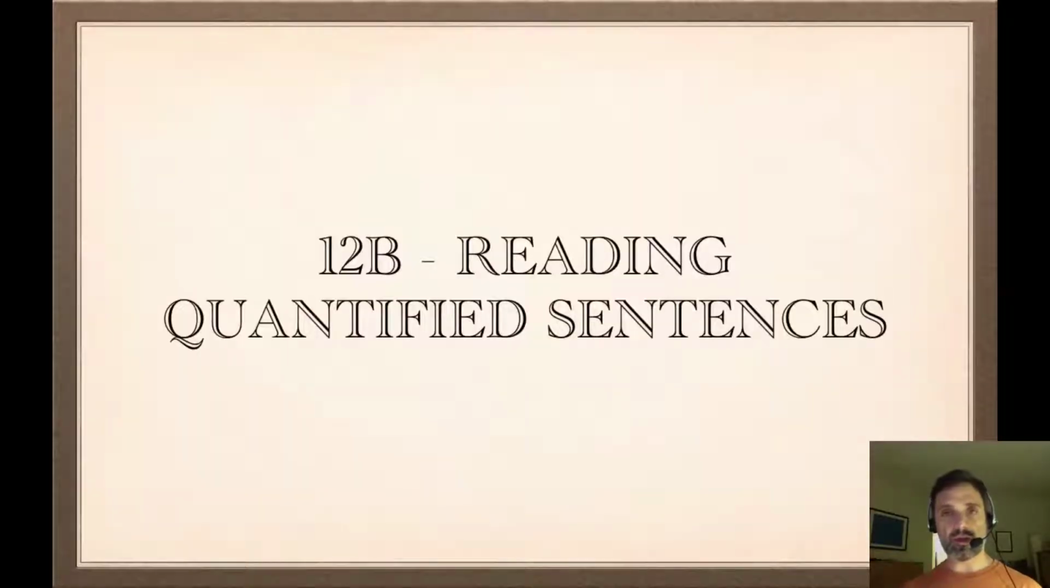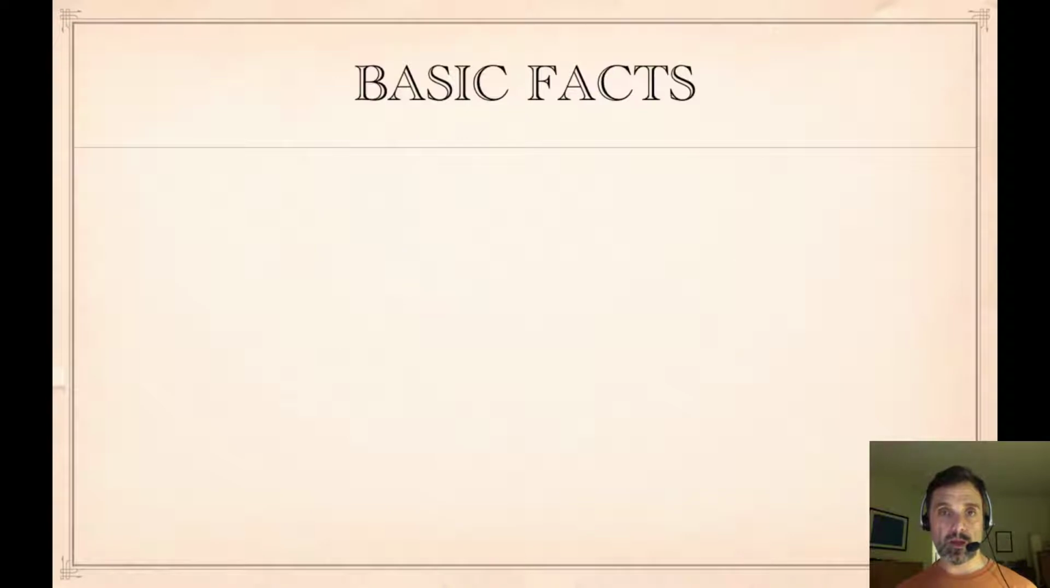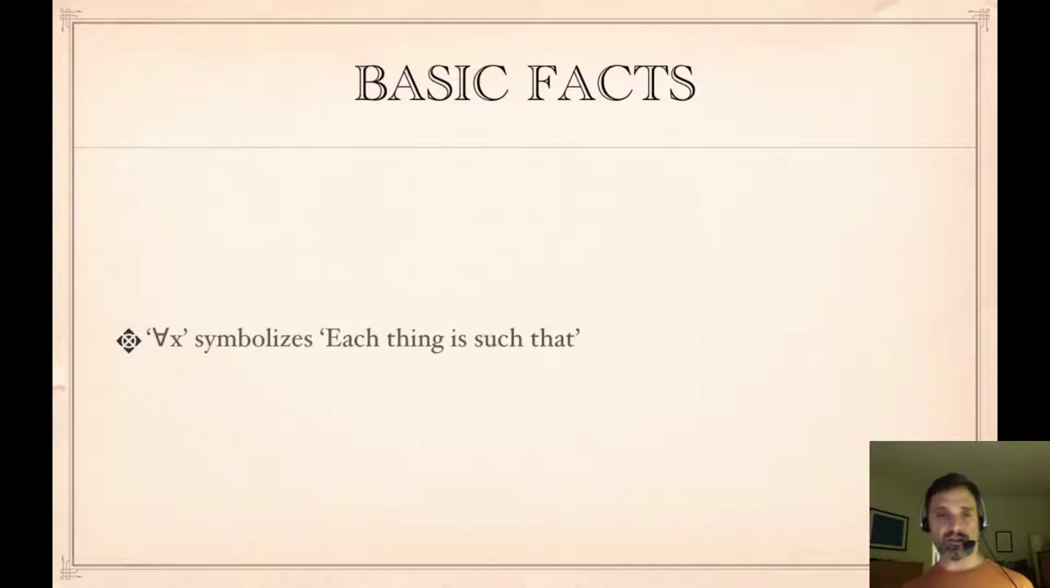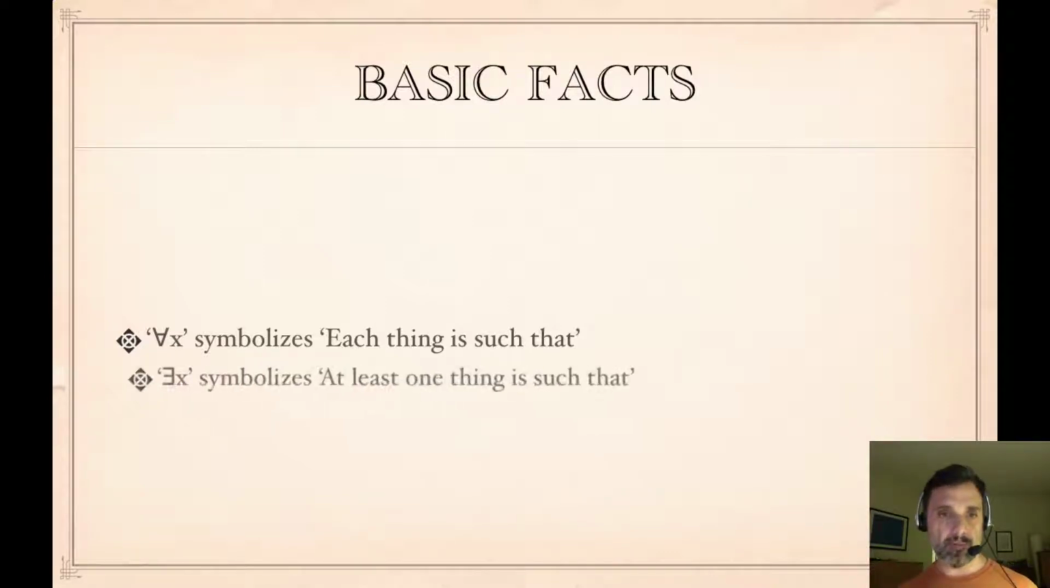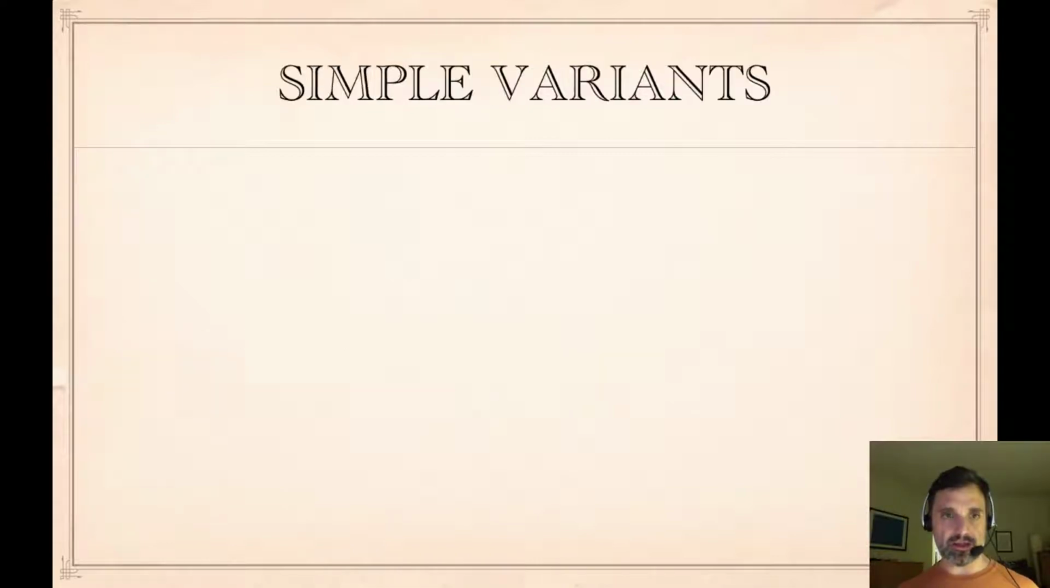12b, and in this I'm going to talk about reading quantified sentences, interpreting them. What do they mean? So what are some basic facts about quantifiers? For this, the universal quantifier ∀x symbolizes "each thing x is such that," and the existential ∃x symbolizes "at least one thing x is such that."